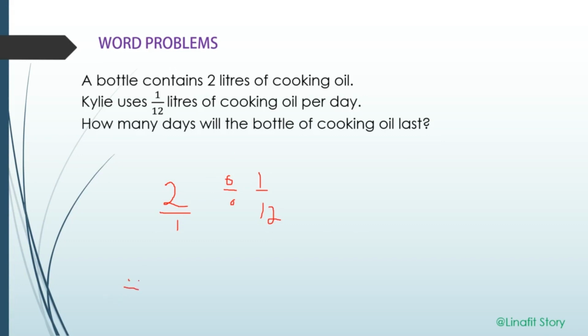So keep, change, flip. Then you may multiply the top number, so 2 times 12 equals 24, then multiply the bottom number. 1 times 1 equals 1. So 24 out of 1 equals 24 days.